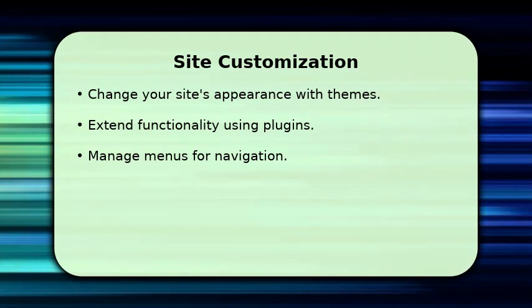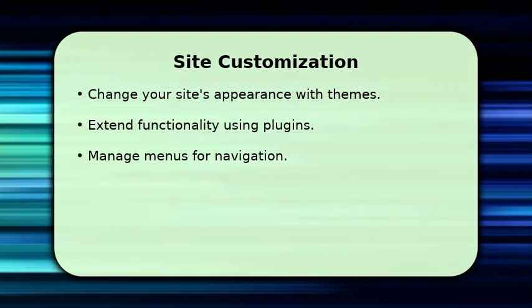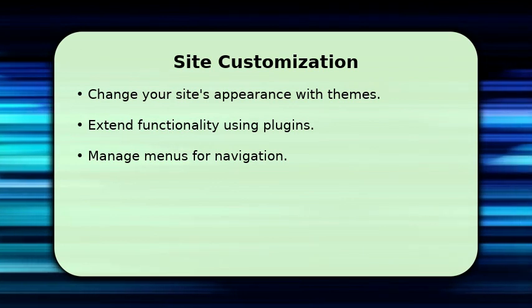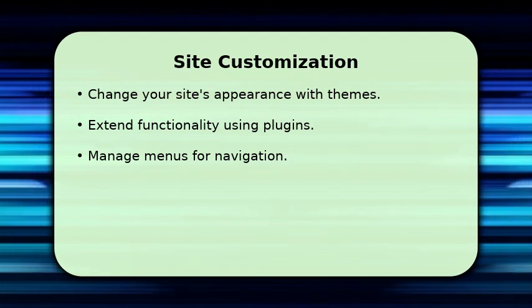Personalizing your WordPress site is simple. You can change its entire look and feel by selecting a new theme from the Appearance menu. Extend your site's capabilities by installing plugins, which add new features without needing to code. Easily manage your site's navigation menus and adjust general settings like your site title and tagline to reflect your brand.